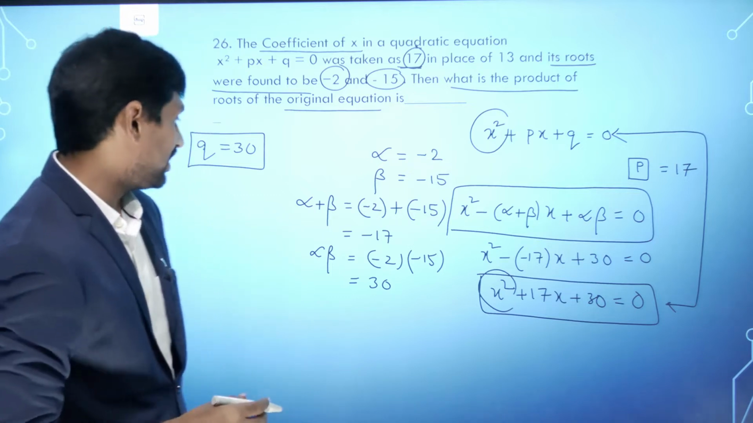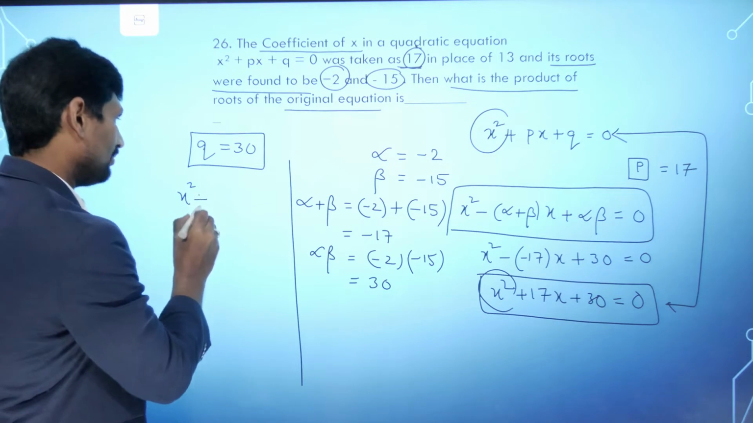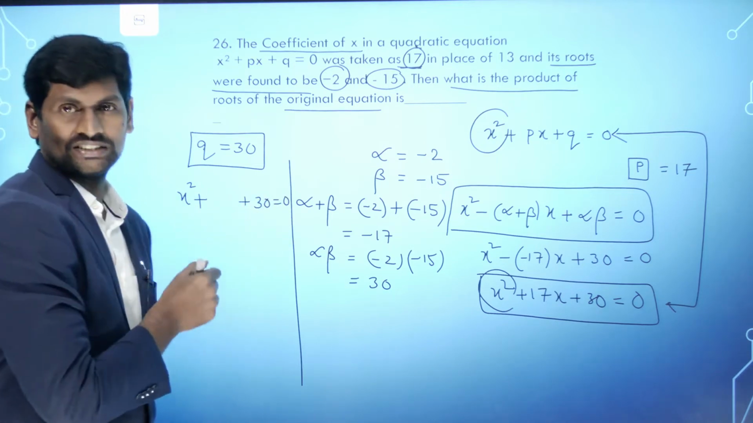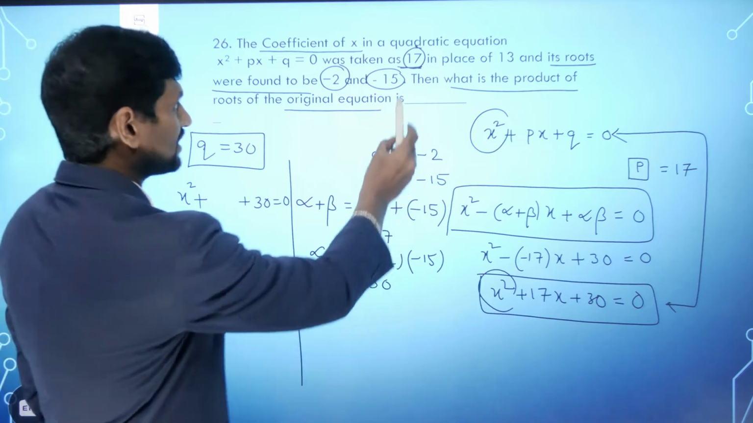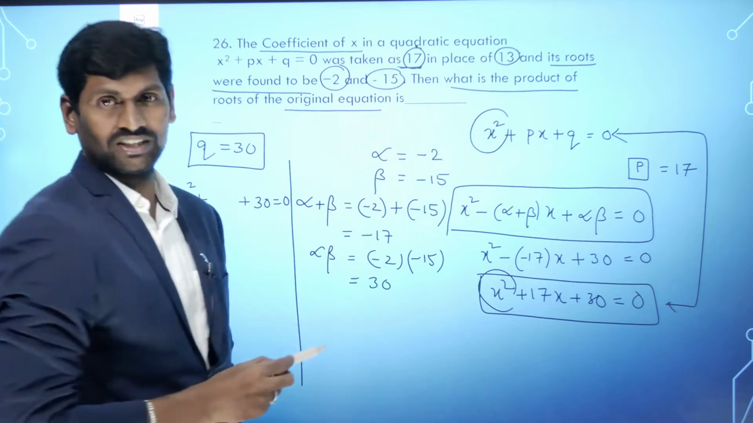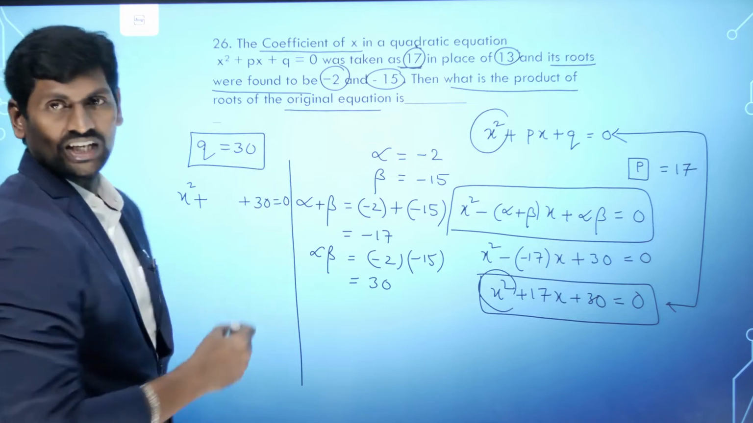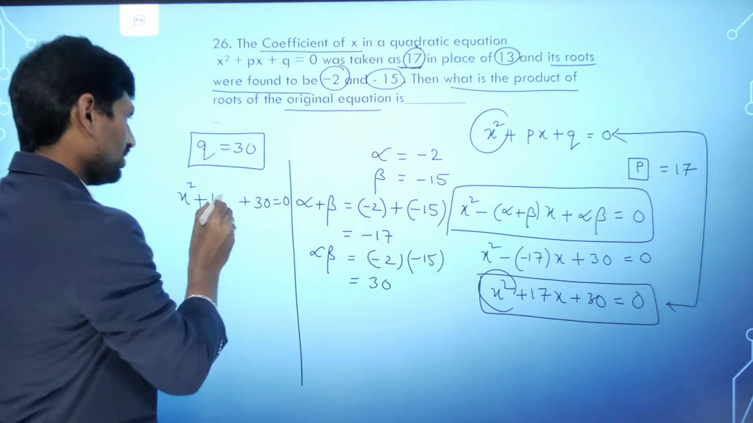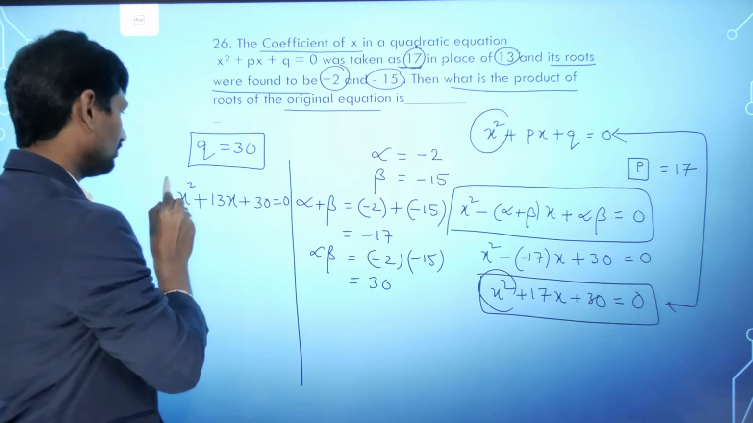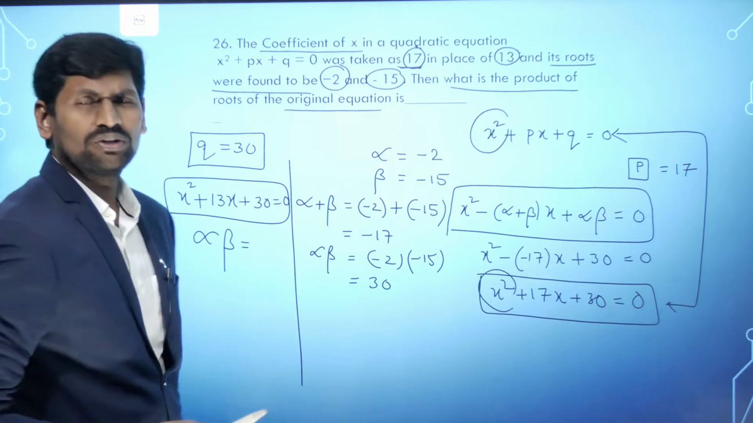Let us write the original equation. What is the original equation? x square plus, I am not writing the x term, you should tell the x term. In the place of 13 we had taken 17, so 13 we have to write as it is. So it is 13x. This is the original equation. We have to find the product of roots, but we don't know the roots.